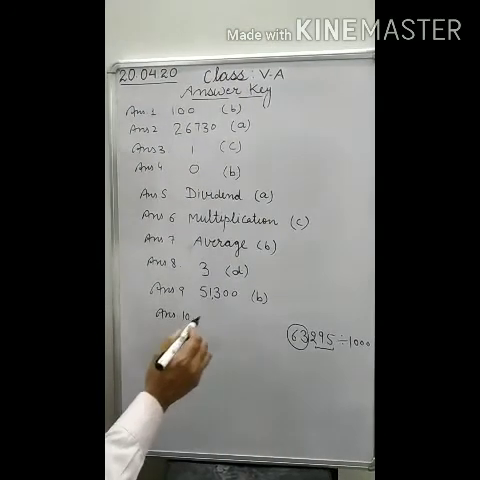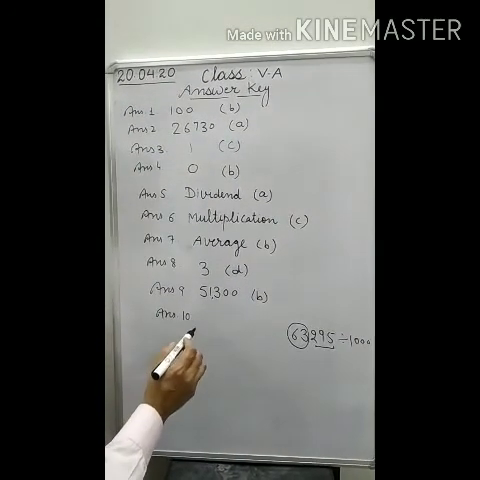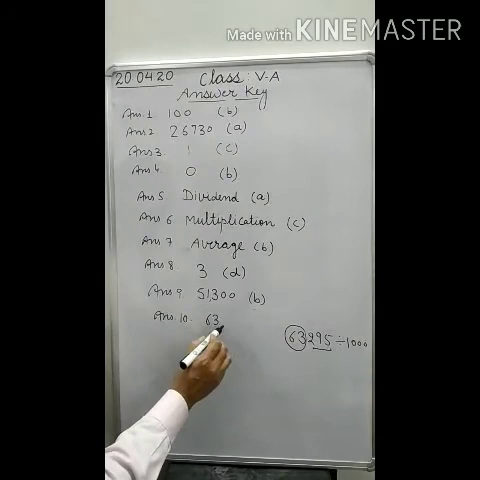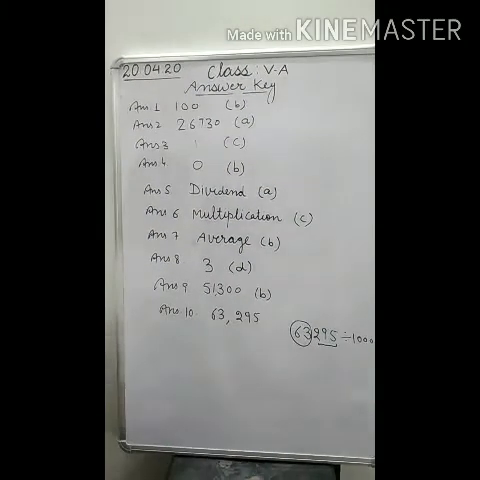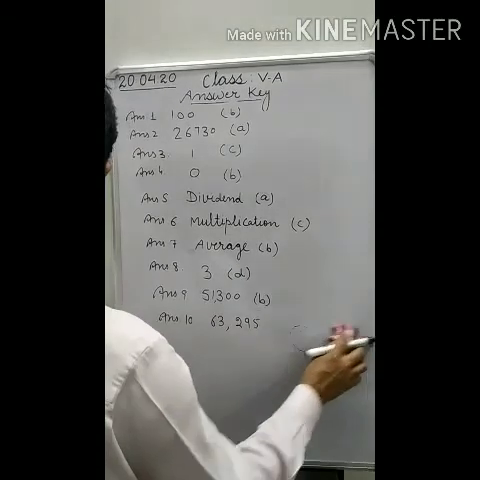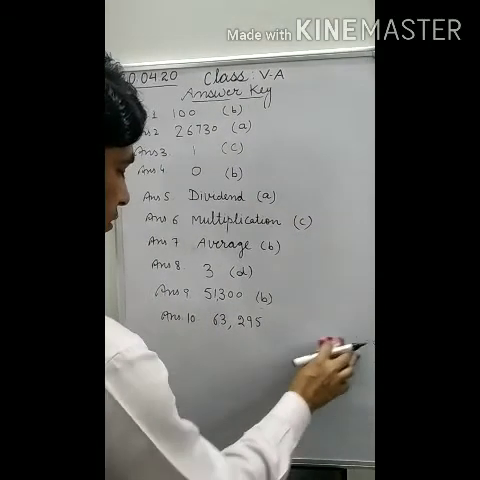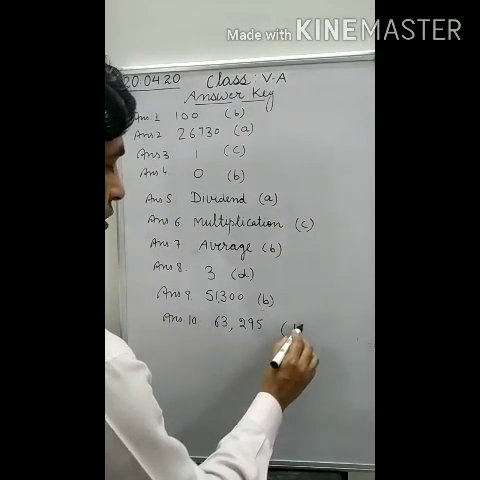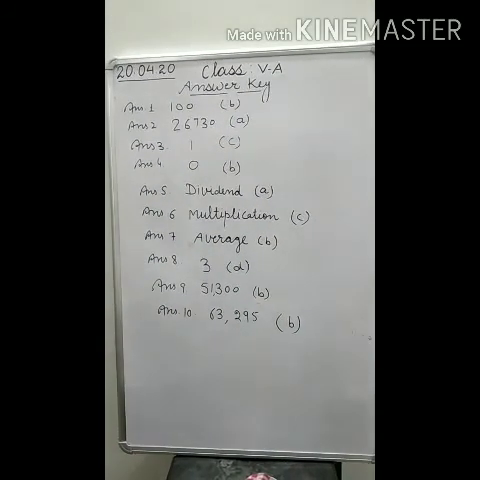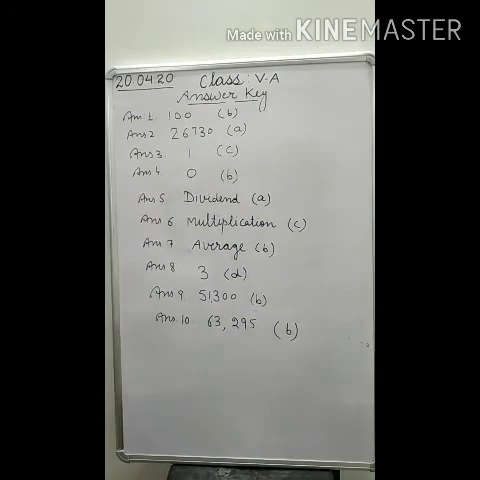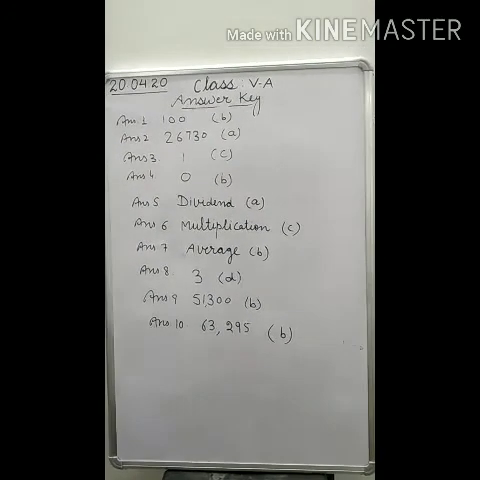So your quotient will be 63 and the remainder will be 295. So the option will be B. So this is your answer key for the test. And students, you have to revise all these questions again, find out your mistakes and do them again.